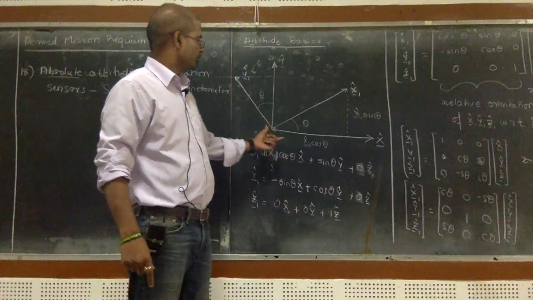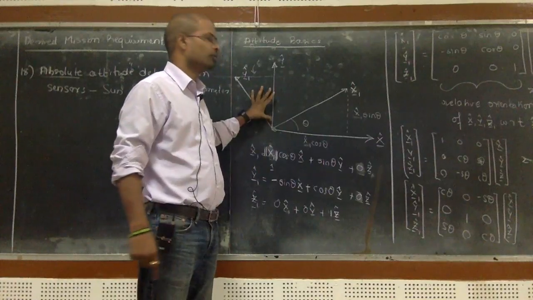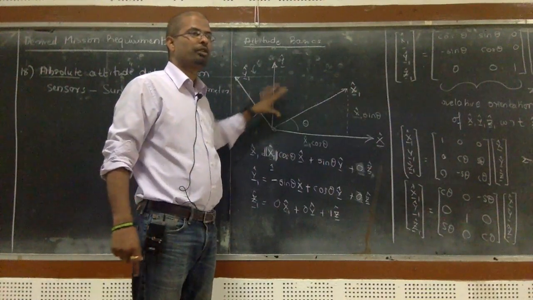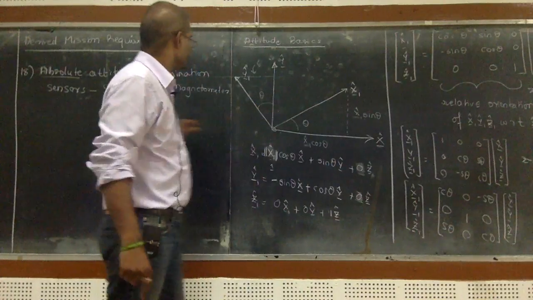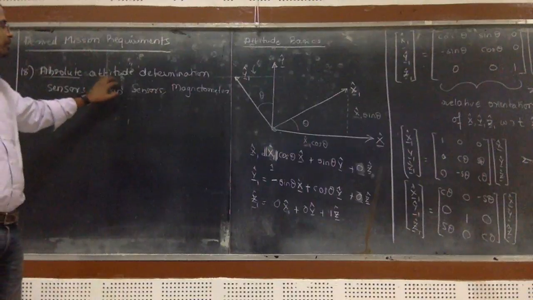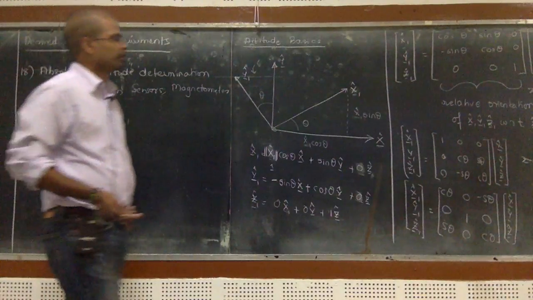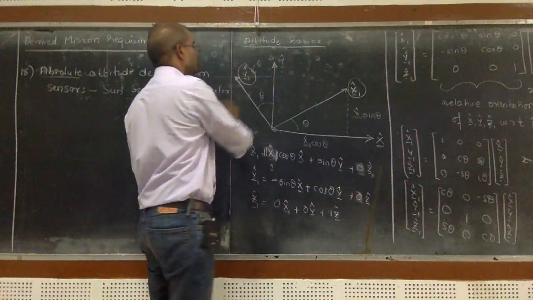So here, this basis is known. This is something which needs to be determined. You get it? That is the reason we need this attitude determination system. We need absolute sensors to determine at least 2 directions.